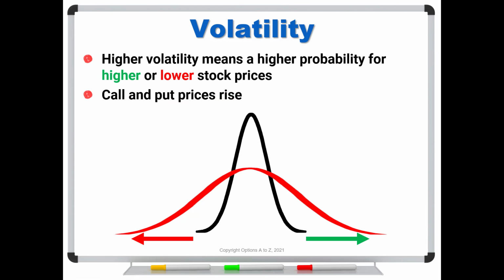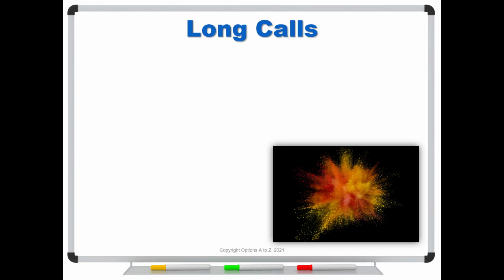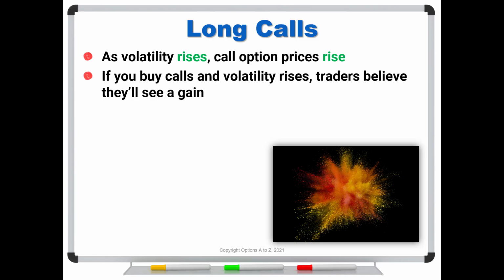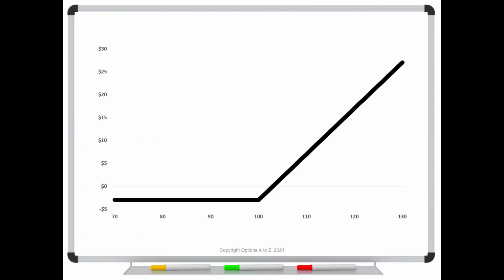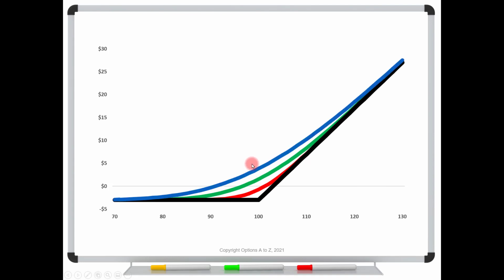But you've got to be careful. Because, let's start with long calls. As volatility rises, yes, call option prices rise. But if you buy calls and volatility rises, traders believe that they'll see a gain. And this is where you can step into a trap. So for instance, let's say here's our $100 call. And if we have maybe 30 days to expiration with, let's say, 20% volatility, we will move from this expiration curve in black to this in red. Now, if we go to 40% volatility, you're going to see it shift out like this. 60% going to shift out even further.